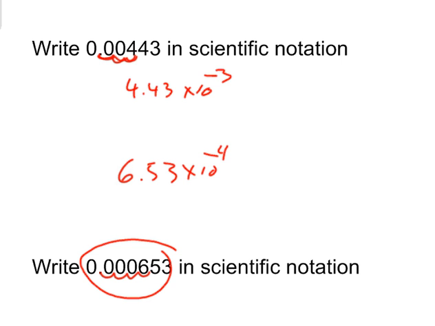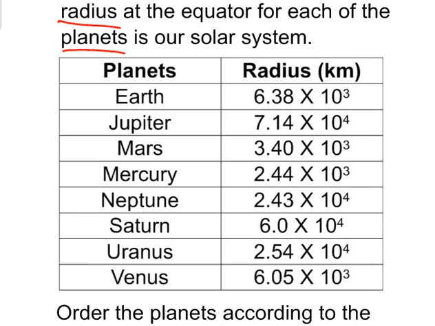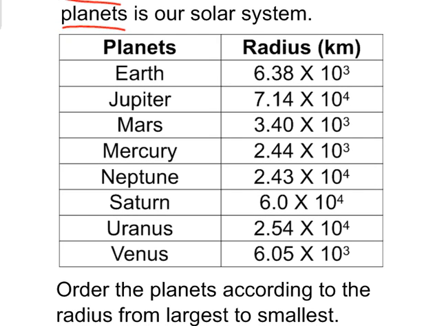All of those numbers, I don't change the value when I do that. I just change the notation system. One of the biggest uses for this is when we've got very, very large numbers and we're trying to compare. So here we've got the radiuses of our planets in our solar system and we're trying to compare them. And we're in fact asked to put them in order from largest to smallest.